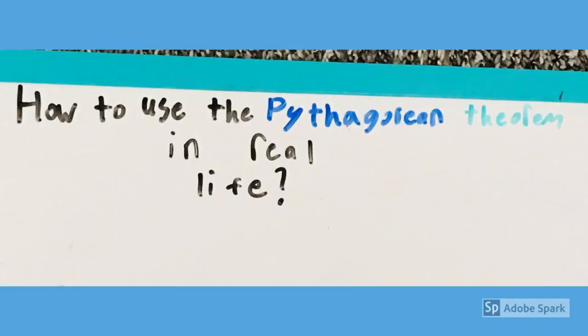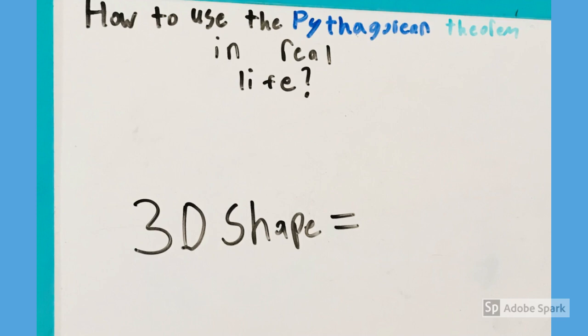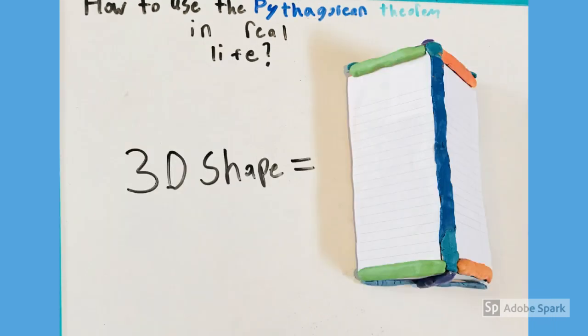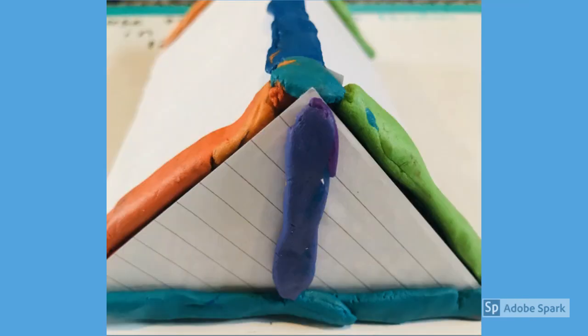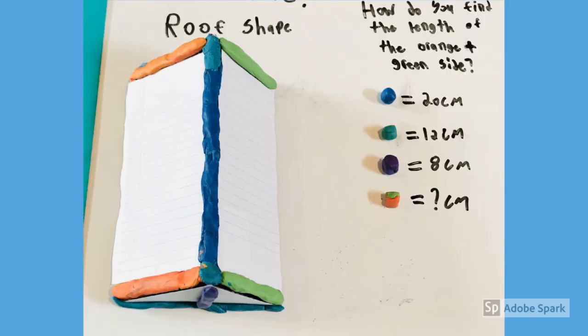How do you use the Pythagorean Theorem in real life? We would need a 3D shape. The 3D shape I've chosen is a triangular prism. Here is how it looks in the front angle. So let's say, hypothetically speaking, the blue parts are 20 centimeters. The teal parts on the bottom are 12 centimeters. The height, the purple part, is 8 centimeters. And the orange and green part, we don't know.